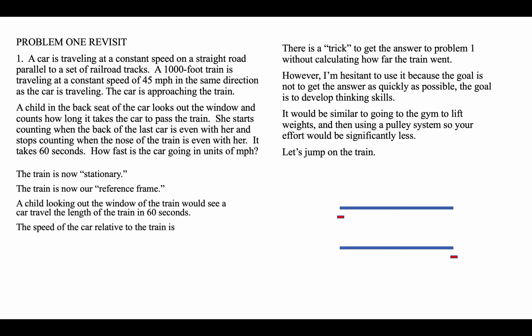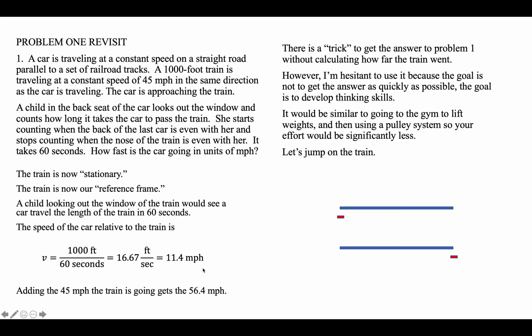So we can calculate the speed of the car relative to the train. The car goes 1,000 feet in 60 seconds, which is 16.67 feet per second, which is 11.4 miles per hour. This is the car relative to the train. The train's going 45. So if we add the 45, we get the 56.4, which is the right answer.